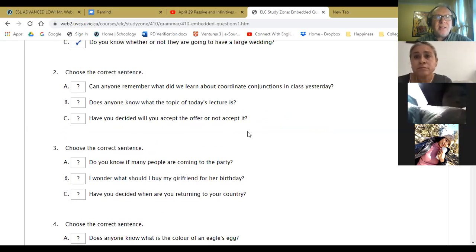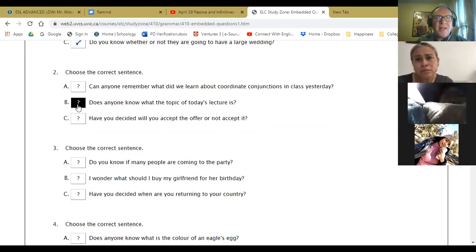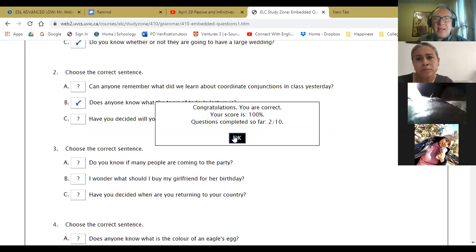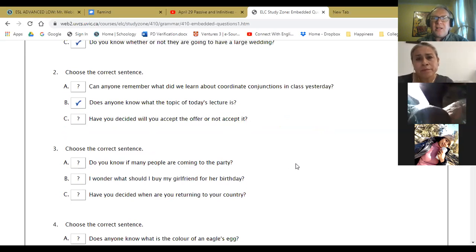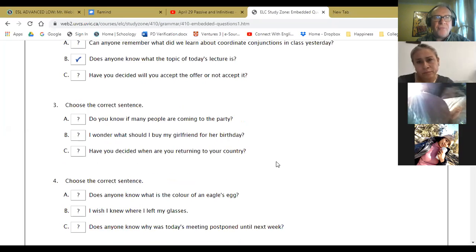All right, let's try this one. Okay, look at those three sentences. Does anyone know what the topic is? It's B. Letter B, right. Letter B, good job. Right, we're using letter B because that's the only one that has connector, subject, verb. The others, again, have a question form.